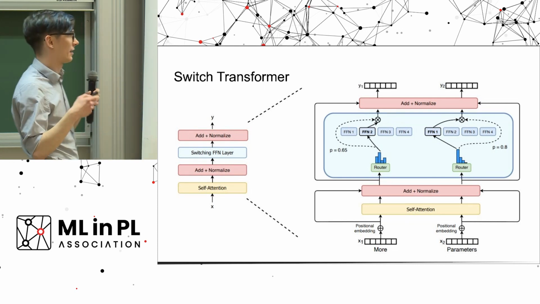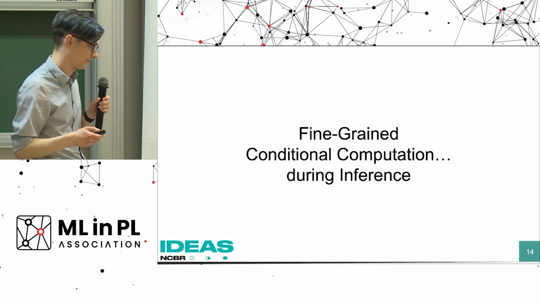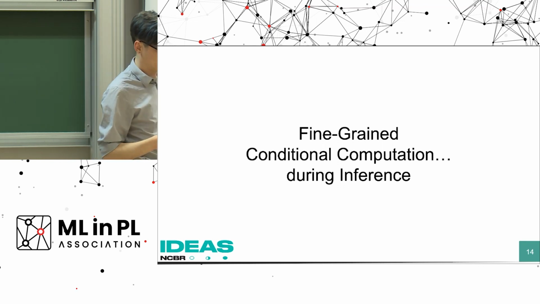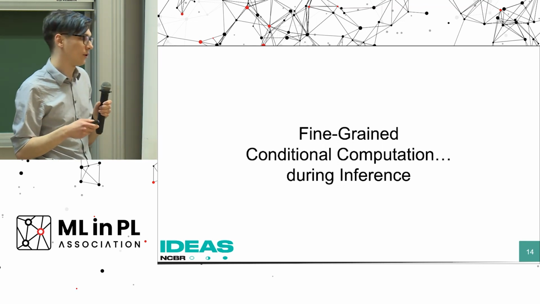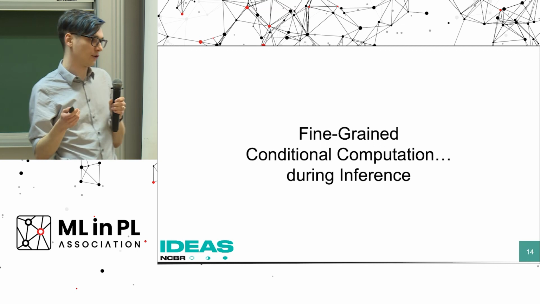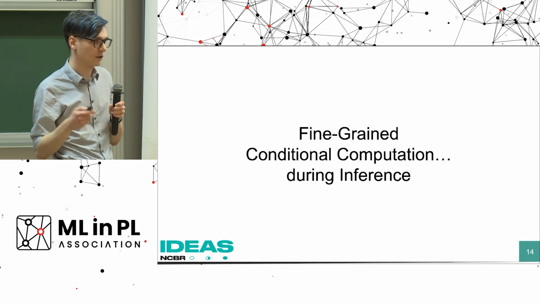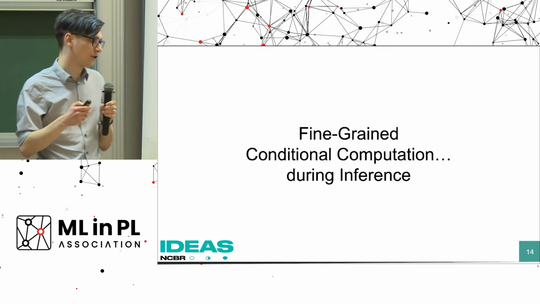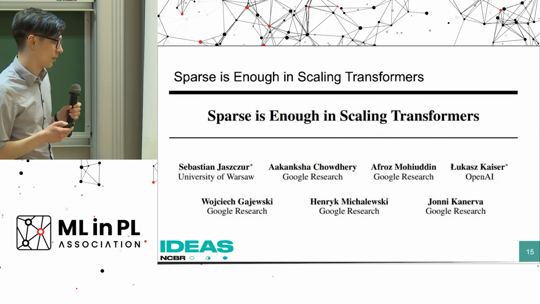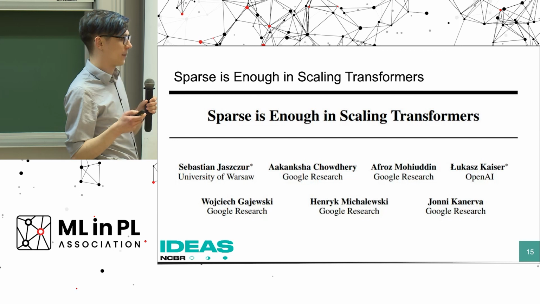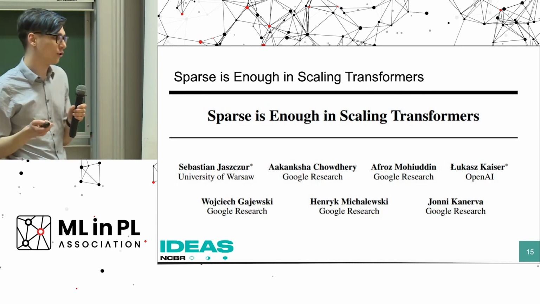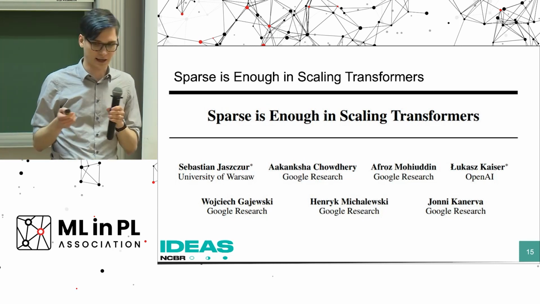So this is standard mixture of experts. Now, we can proceed to my current research, which is fine-grained conditional computation, at first only during inference. We got a paper published at last year's NeurIPS, "Sparse is Enough in Scaling Transformers."